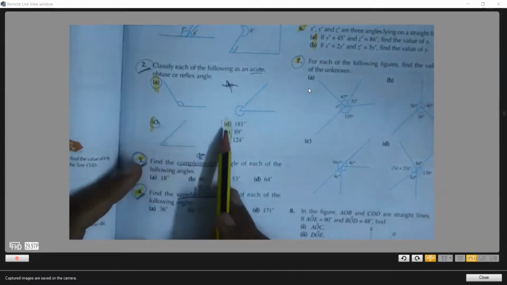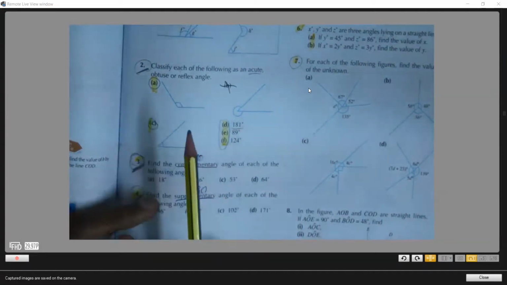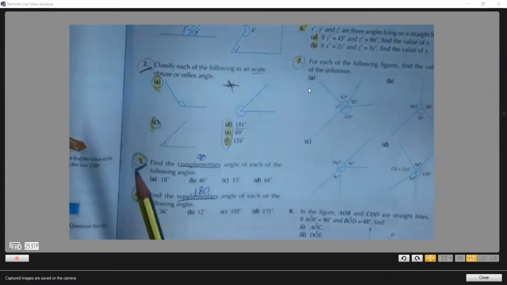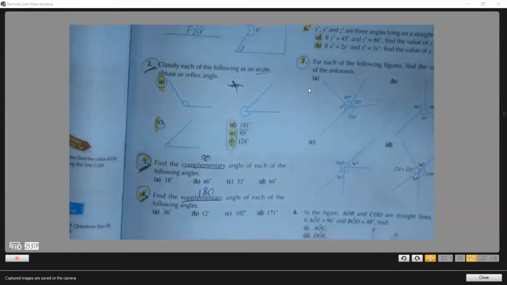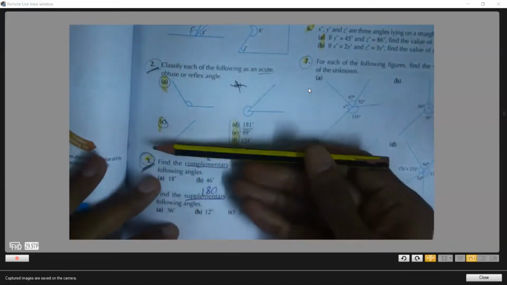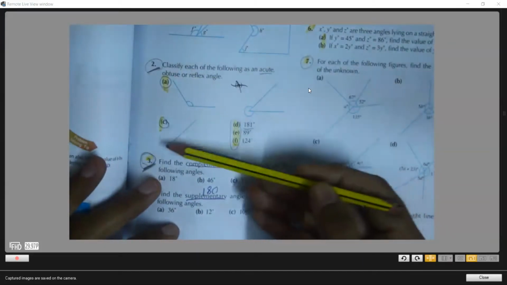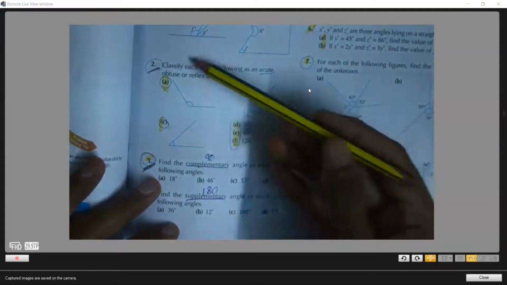Teacher, first one is obtuse. Very good. And the second one? Reflex. This, acute. Very good. 181. Teacher, what do we have to do in this one? It is the same question, same parts A, B, C, D, E, F. Pay attention to the question. Read it 3 times, 4 times. Read it until you're confident.